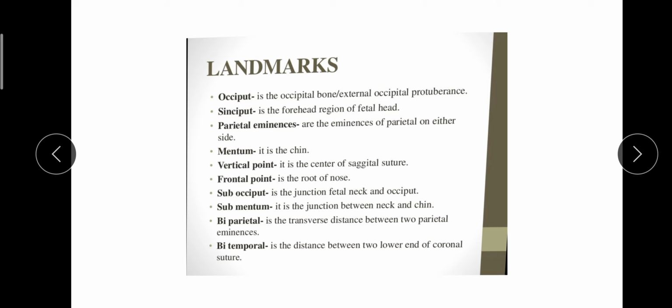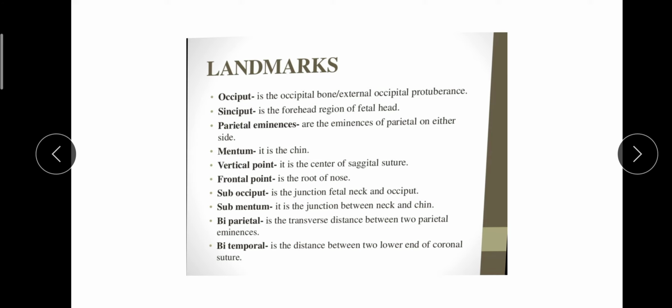Now I am going to tell you some landmarks that are needed to measure the diameters. The first one is the occiput. It is the occipital bone or external occipital protuberance. Next one is the sinciput. It is the forehead region of the fetal head. Next, parietal eminence. It is the eminence of the parietal bone on either side. Mentum means the chin. Vertical point is the center of the sagittal suture. Frontal point is the root of the nose.